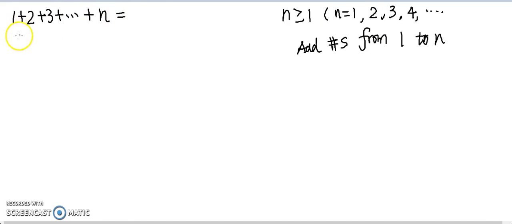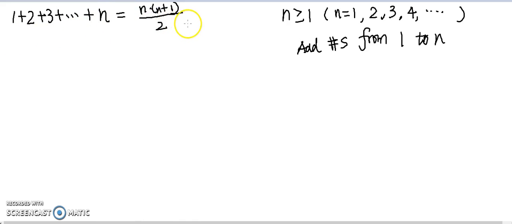So how many numbers do we have on the left-hand side? It depends on what n is. And the right-hand side is just one term. There's no change in the number of terms. We only have a fixed function, n times n plus 1 over 2. This is a formula we use a lot in math classes, especially in calculus class. So we're going to try to prove this.